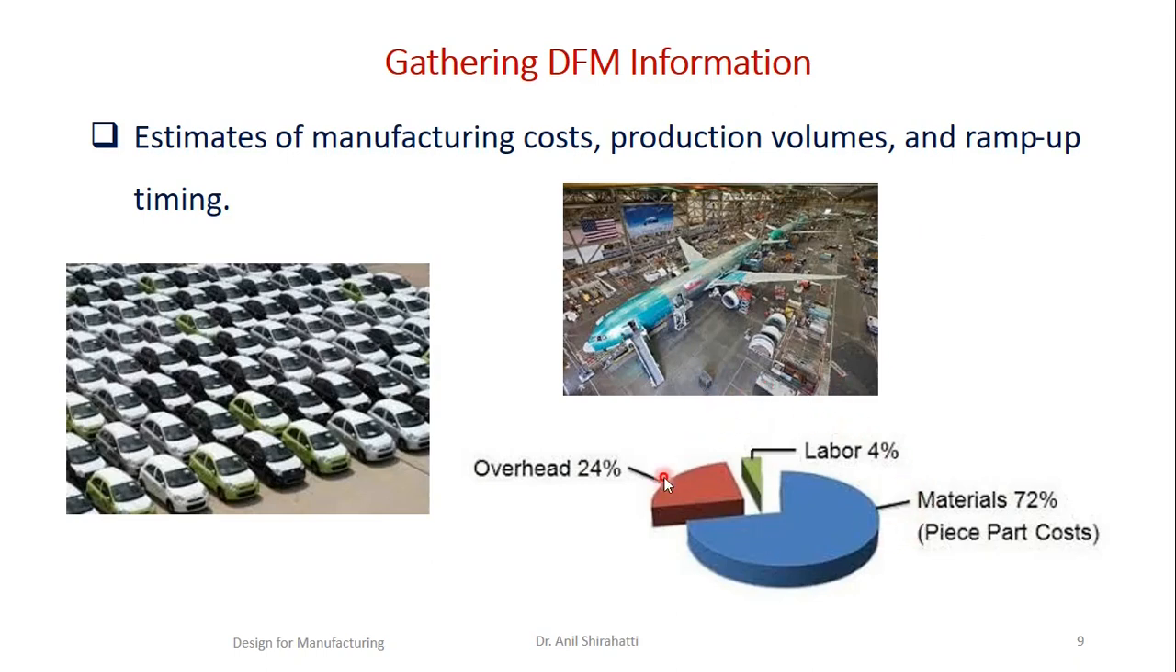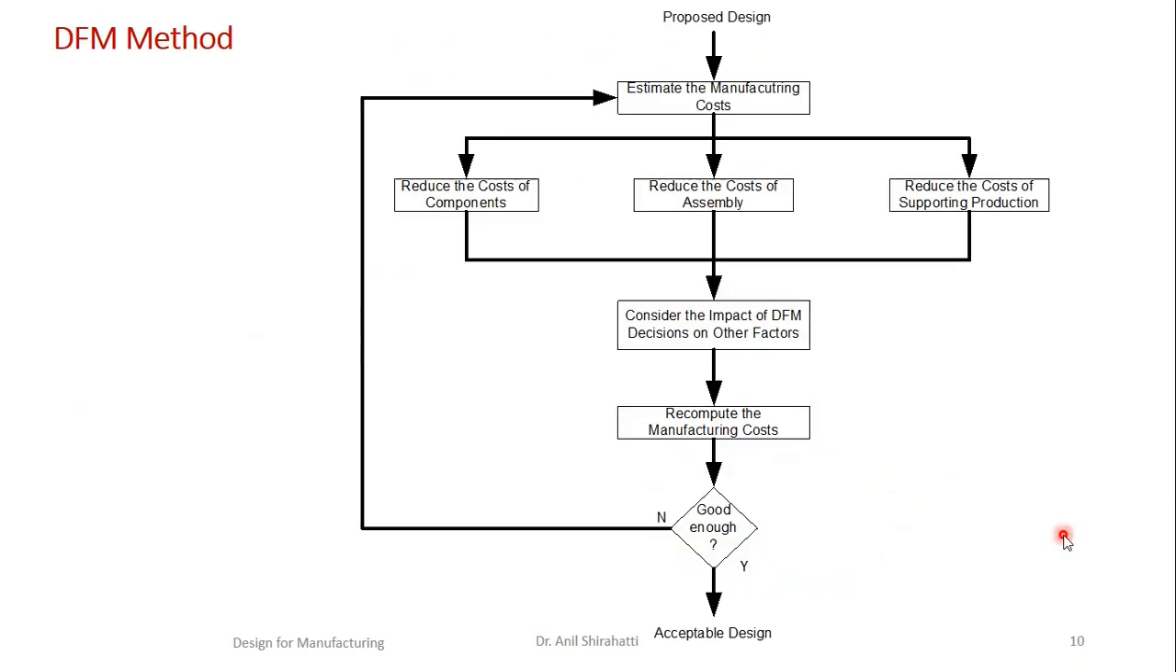In general, if I consider the costing and the time spent, labor is 4%, overhead charges are 24%, and the material is around 72%. So this graph shows the design for manufacturing method, how I go about the manufacturing cost and other things. First is estimation. You estimate the manufacturing cost. Let's say you got the manufacturing cost as 1 lakh. Now how can I reduce it?